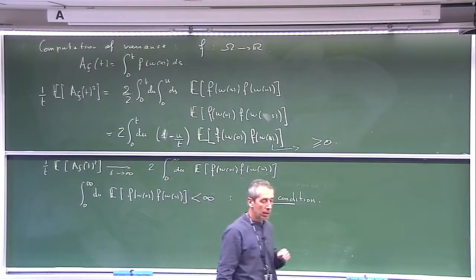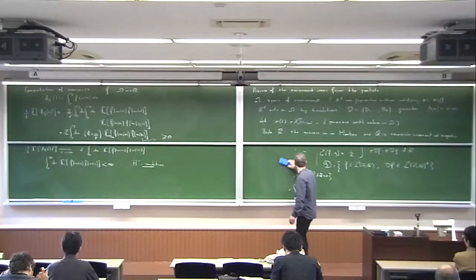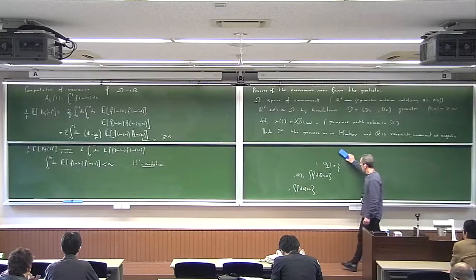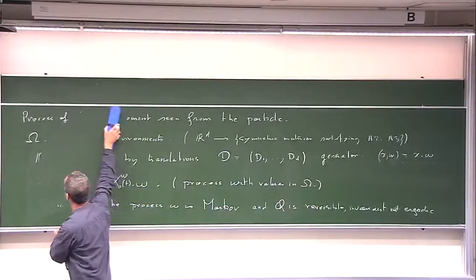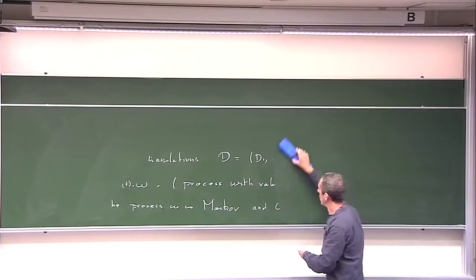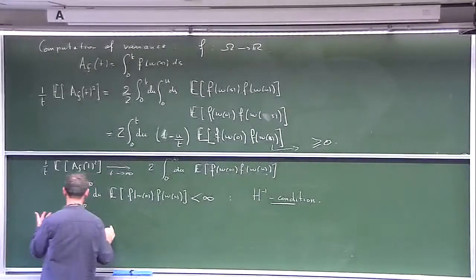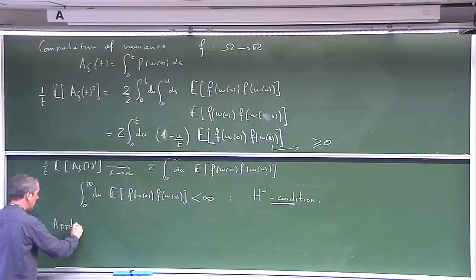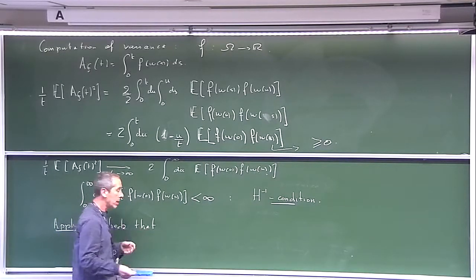Now, that was some kind of easy, preliminary computation. And now I wish to apply that to X. So that's a general computation. Now I want to apply this to check that the process X has a limiting covariance.